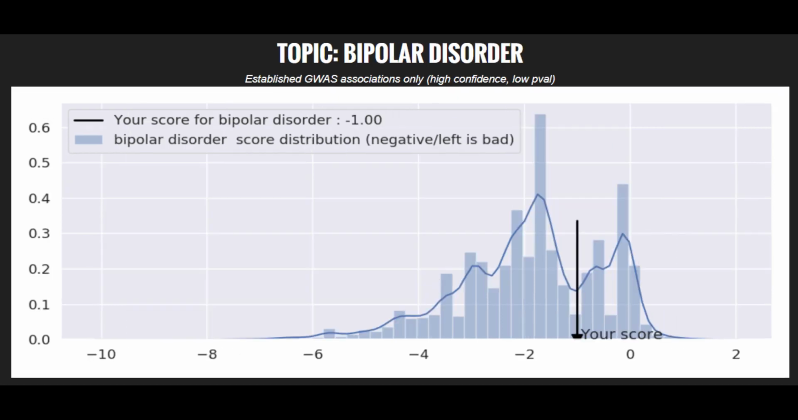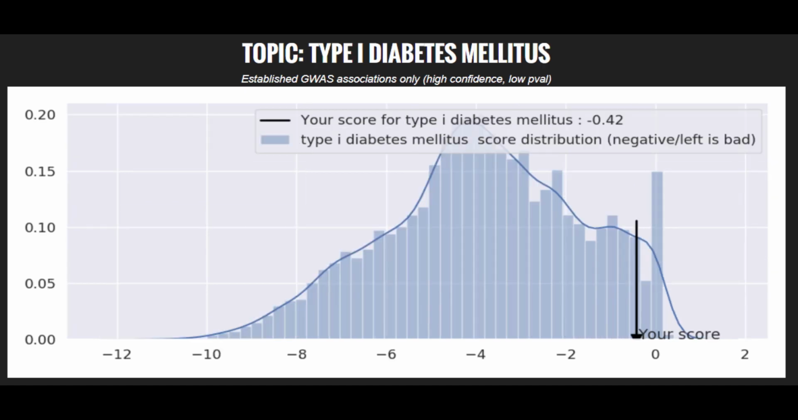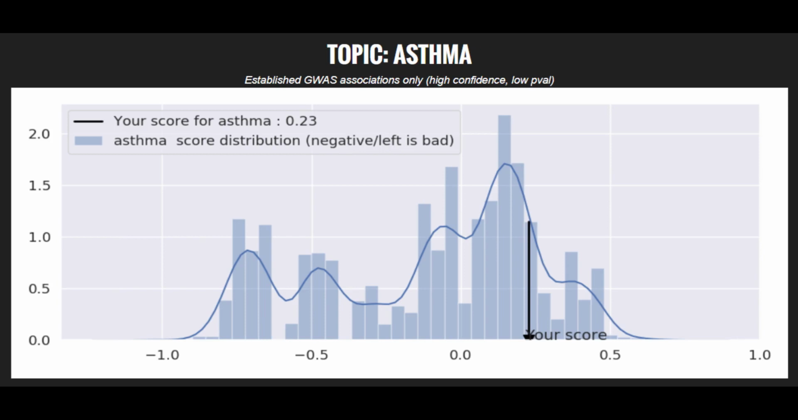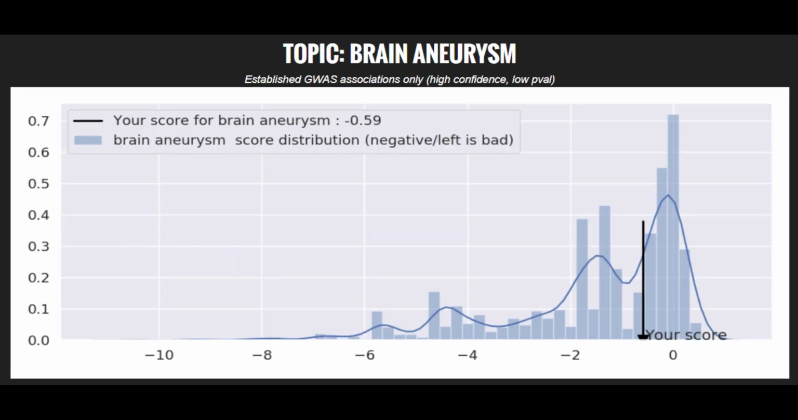She's got an average risk score for bipolar disorder. She's got a low risk score for type 1 diabetes. She's got an average, actually a low risk score for asthma. And she's got an average risk score for brain aneurysm.